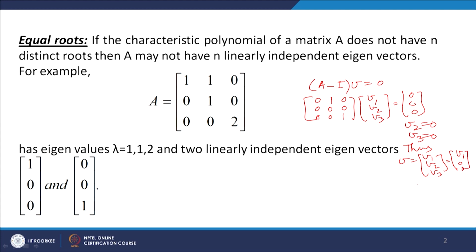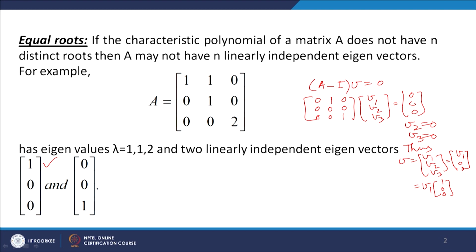We can write it as B1 times (1, 0, 0). So, taking B1 equal to 1, you have an eigenvector (1, 0, 0) corresponding to eigenvalue lambda equal to 1, and for lambda equal to 2 similarly you can find an eigenvector (0, 0, 1). So, you see here that we do not have 3 linearly independent eigenvectors corresponding to the eigenvalues 1, 1, 2; only 2 linearly independent eigenvectors we have.